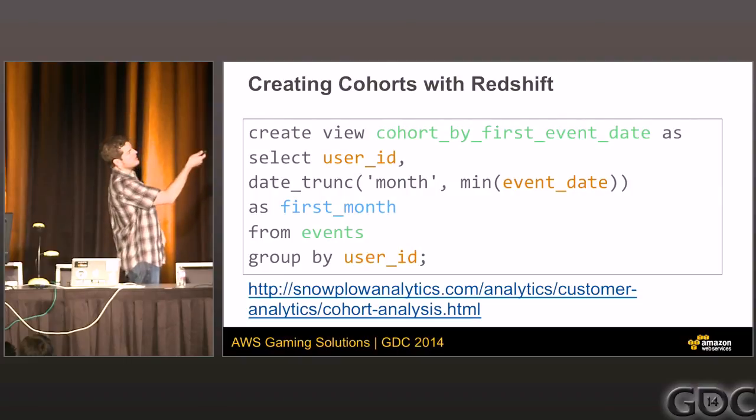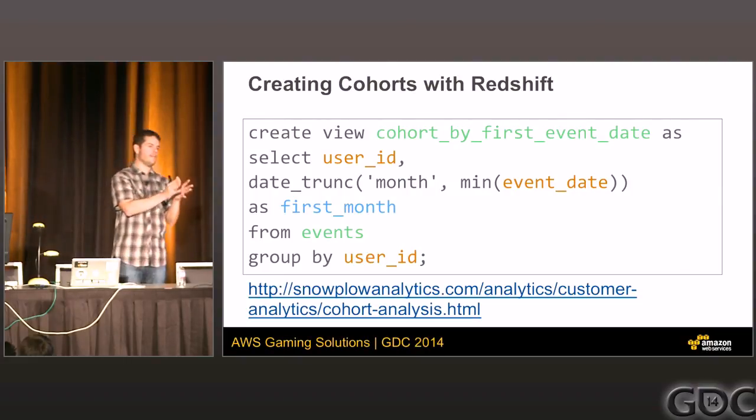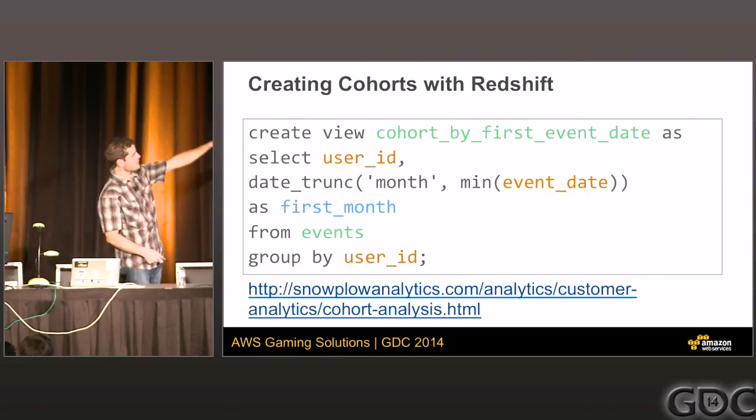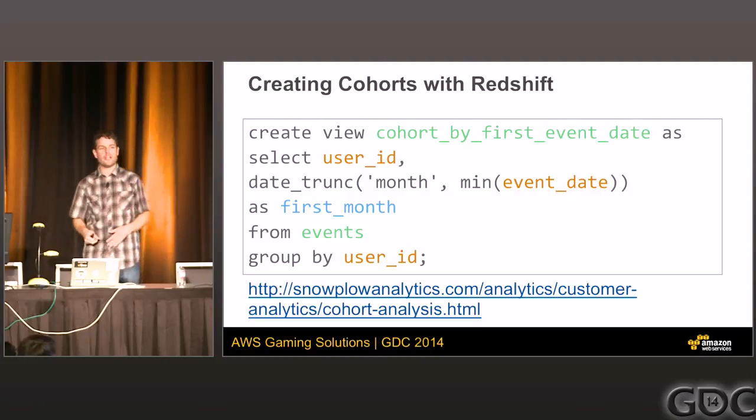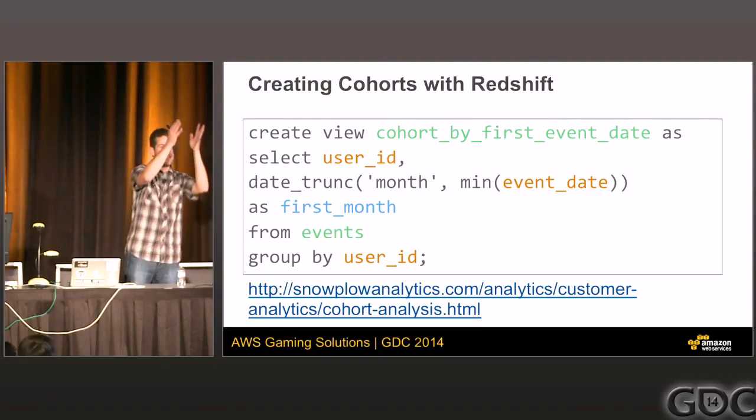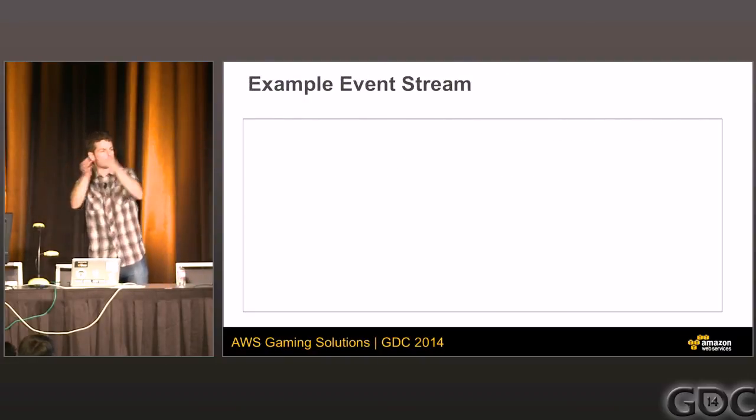So what this does is it creates a cohort, a group of people, based on the first time they did something in game. And that's what midway down you see as first month, grouped by user ID. So it's going to basically create a structure. OK, for this user, his first month was this. For this user, his first month was that.